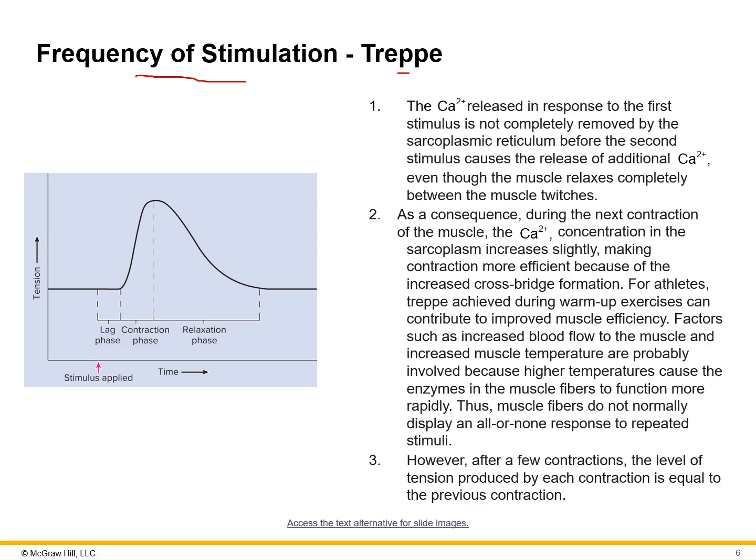So essentially this is due to the calcium that's in it. Once we have one response, the calcium increases from that first one, and it's not completely removed into the sarcoplasm before that second stimulus can occur. Therefore, there's already some calcium in there. So during the next contraction, the calcium concentration increases slightly, and it makes the contraction more efficient because we have increased cross bridges, because there was already some calcium present to begin with.